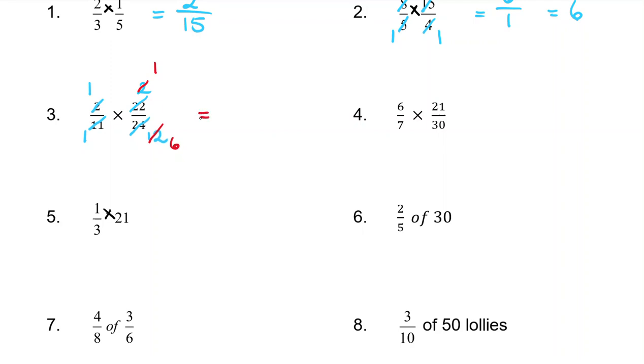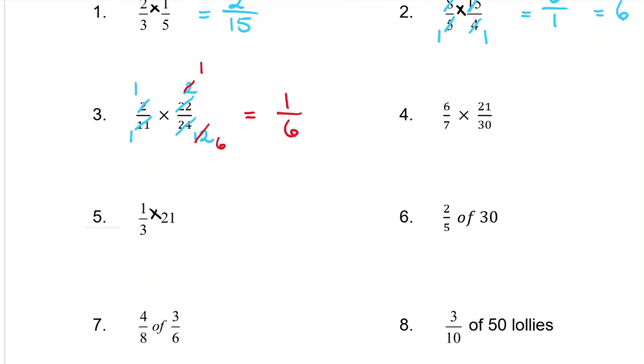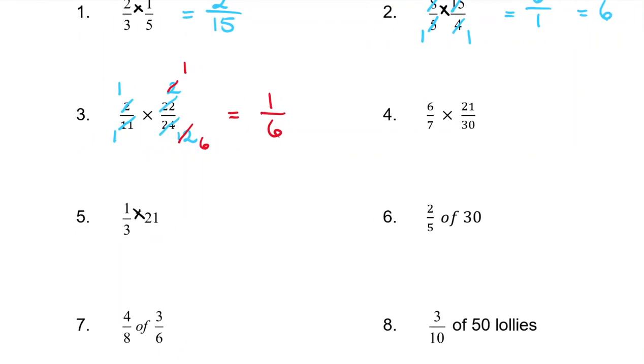Now, let's times what is left. 1 times 1 is 1. And 1 times 6 is 6. If I hadn't done that cancelling, I would have got an answer, I'll do it over here on the side, I would have got an answer of 2 over 12. And then I would have had to simplify it down to 1 over 6. So you would still get there, but it just takes you that little bit longer.